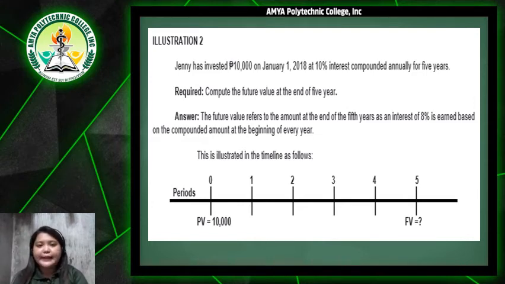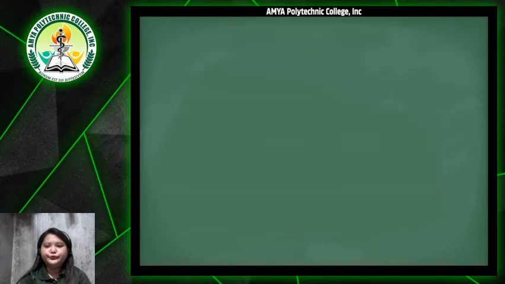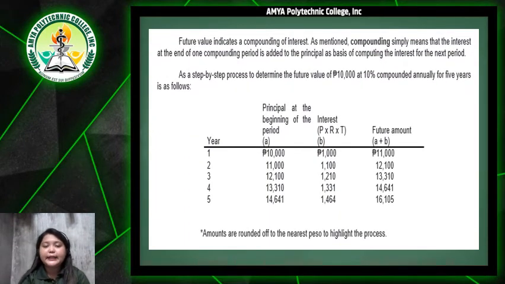Based on our picture, our present value is 10,000 pesos and our future value is still unknown. The future value indicates the compounding of interest. As mentioned, compounding simply means that the interest at the end of one compounding period is added to the principal as the basis of computing the interest for the next period. The step-by-step process to determine the future value of 10,000 pesos at 10% compounded annually for 5 years is as follows.